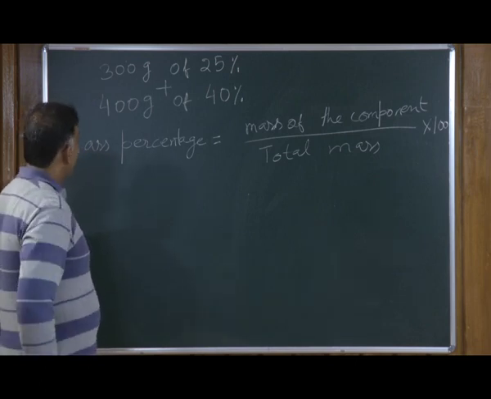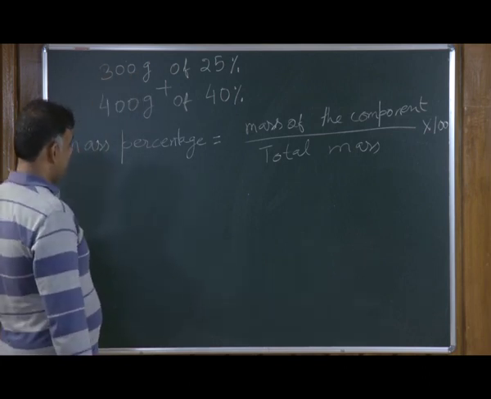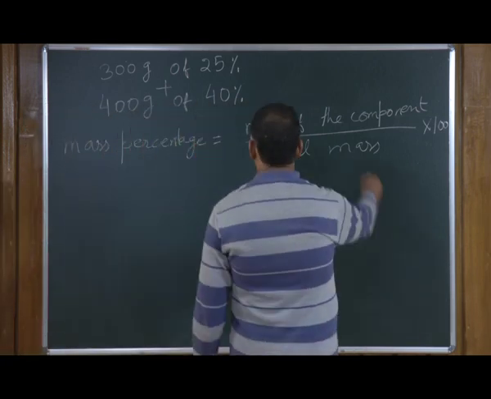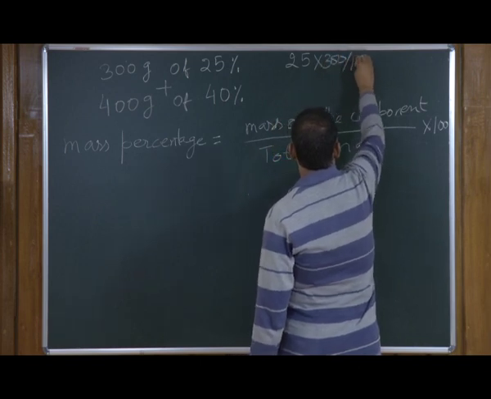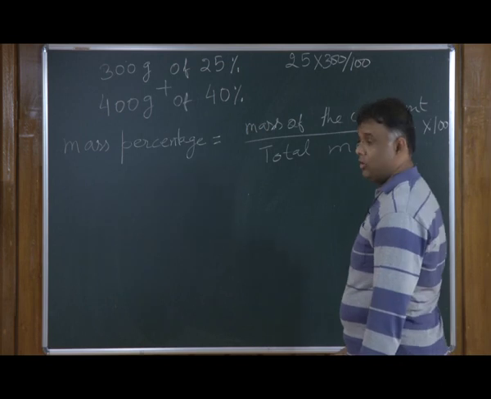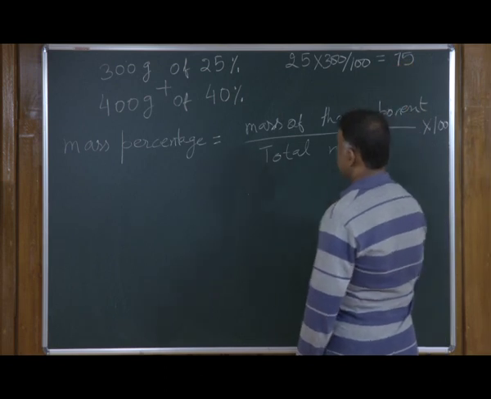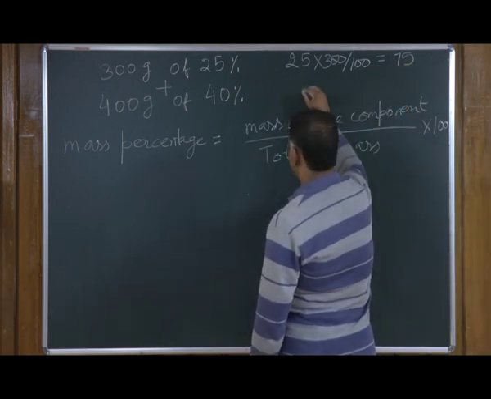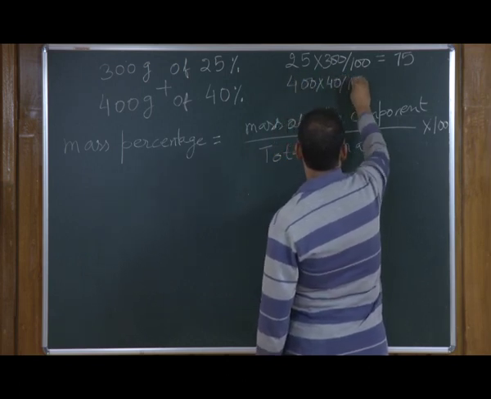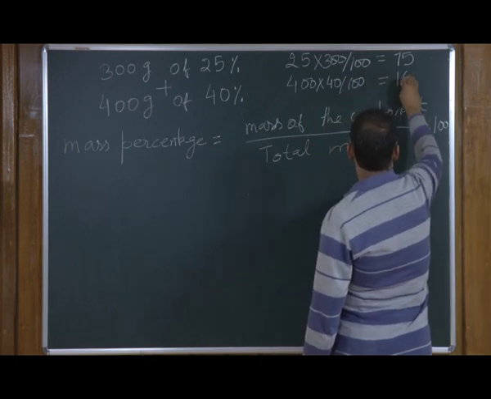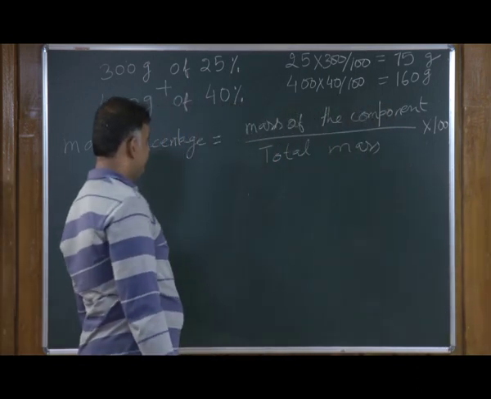So, how much solute is present in the very first one? It is 25% of 300 gram, by mass. So, 25 into 300 divided by 100, that many gram of solute is present in solution 1, that is 75. Same way, in the second solution the solute present is 400 into 40 by 100, that is 160 gram of solute.